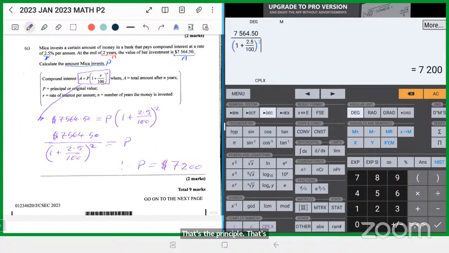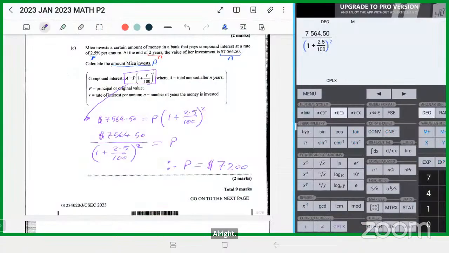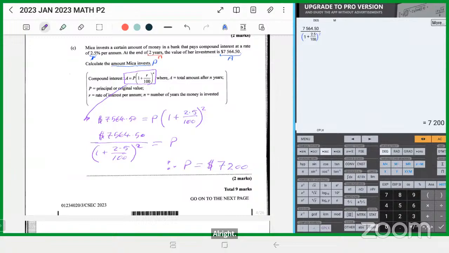That is it. Good with that, sir? Yes, sir. And all right, if you get a chance, you can do the factorization. The factorization? Yeah.